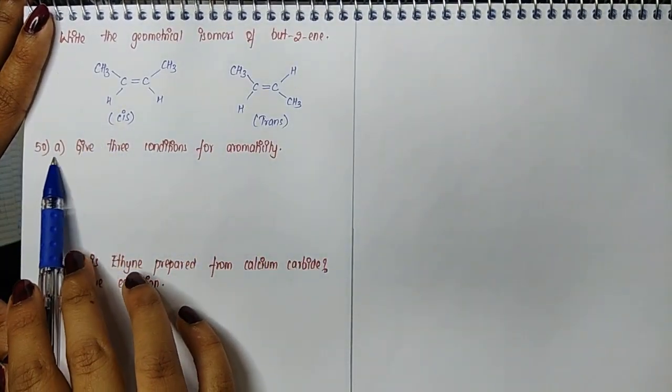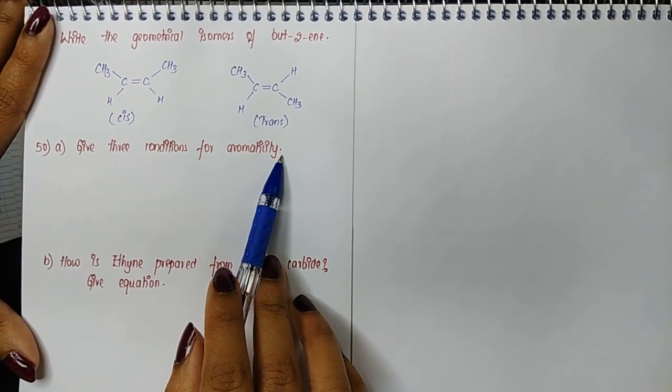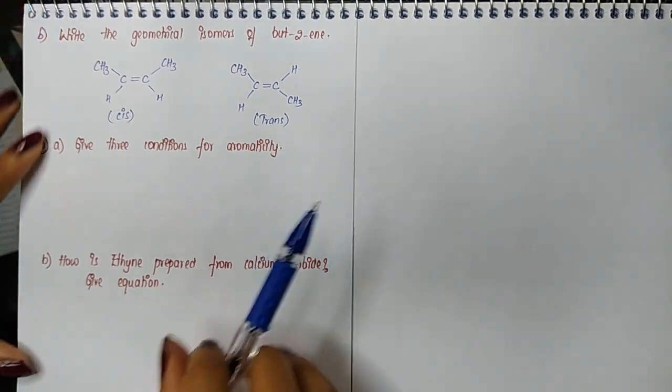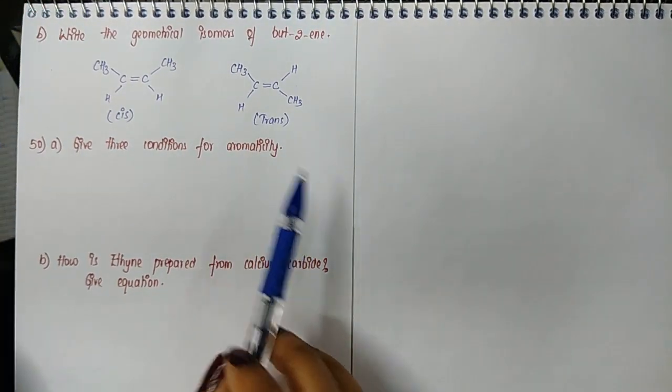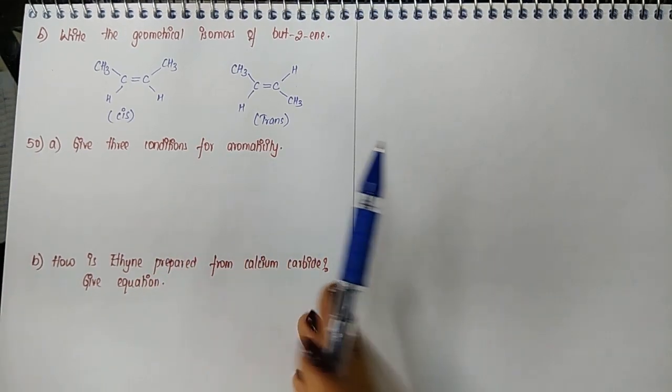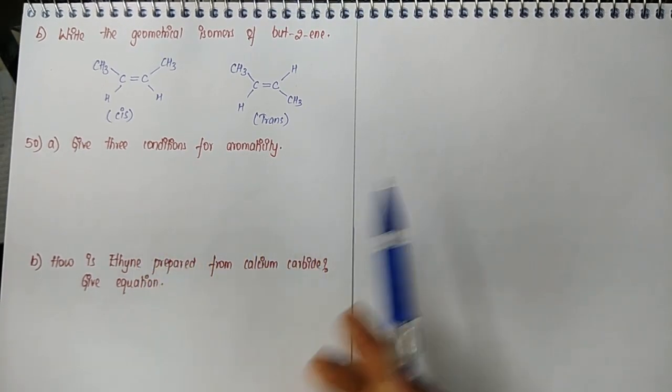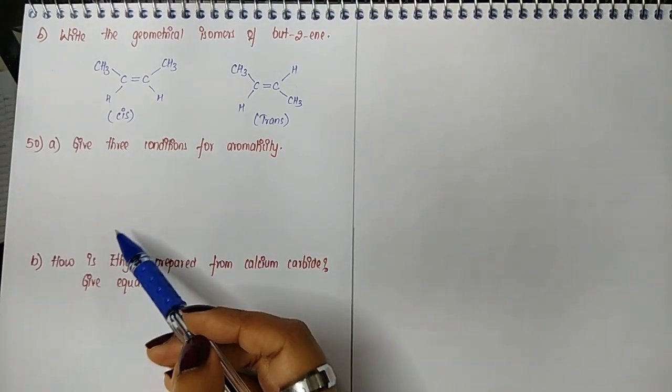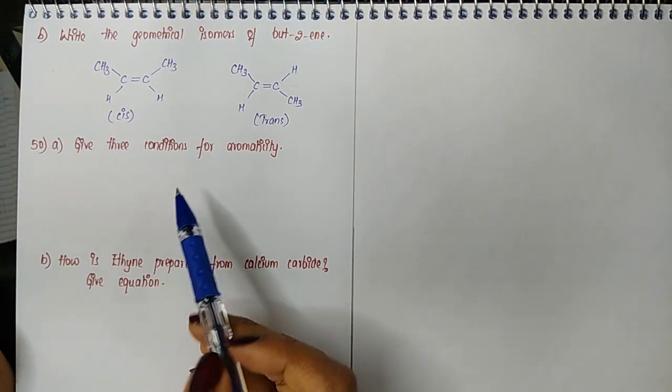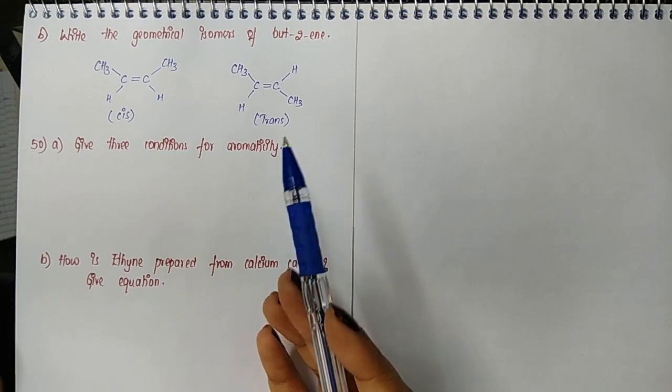Now the next one is 50th question. Give any 3 conditions for aromaticity. Basically it follows the Huckel's rule, that is 4n plus 2 pi electrons. It has planarity, it has delocalization of electrons. So those rules are what we're supposed to write. Basically they are conditions to prove that they are aromatic.